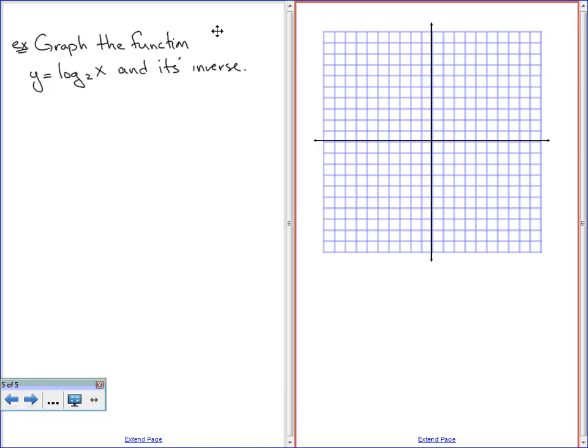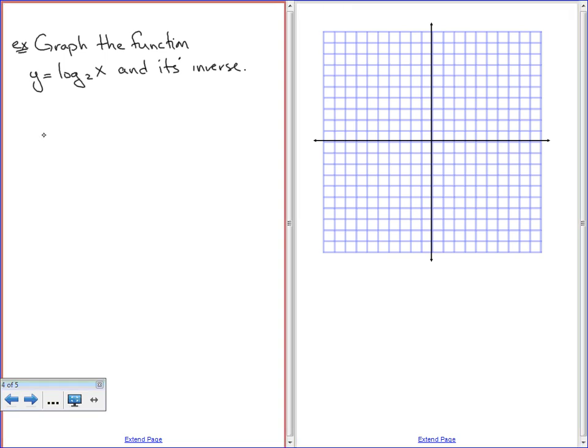So we're going to graph the function y is equal to x to the base 2, and we're also going to graph the inverse of this function. Here is the one I want to graph. Also, I want to graph the inverse of that. What's the inverse of that function?